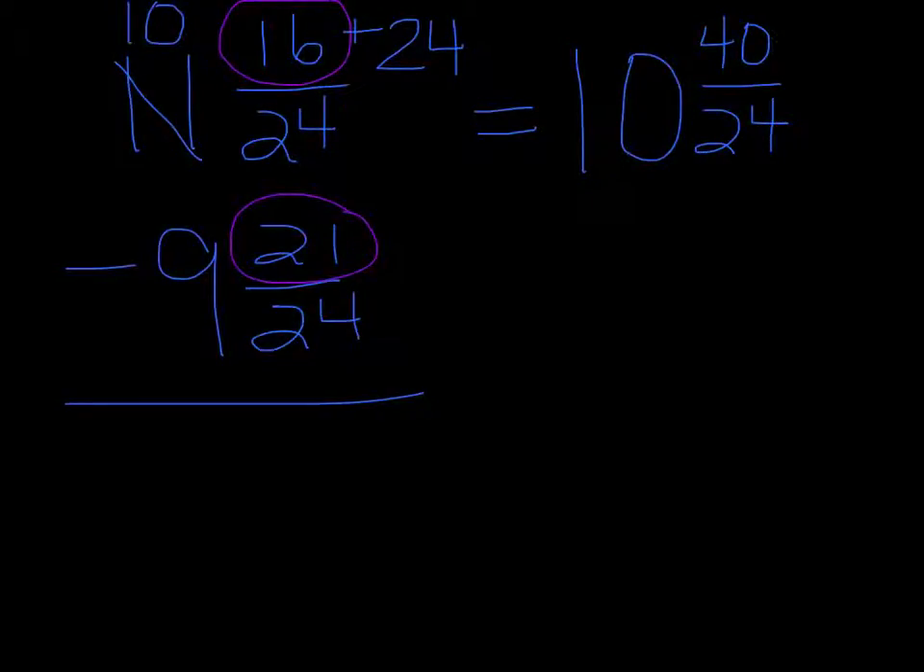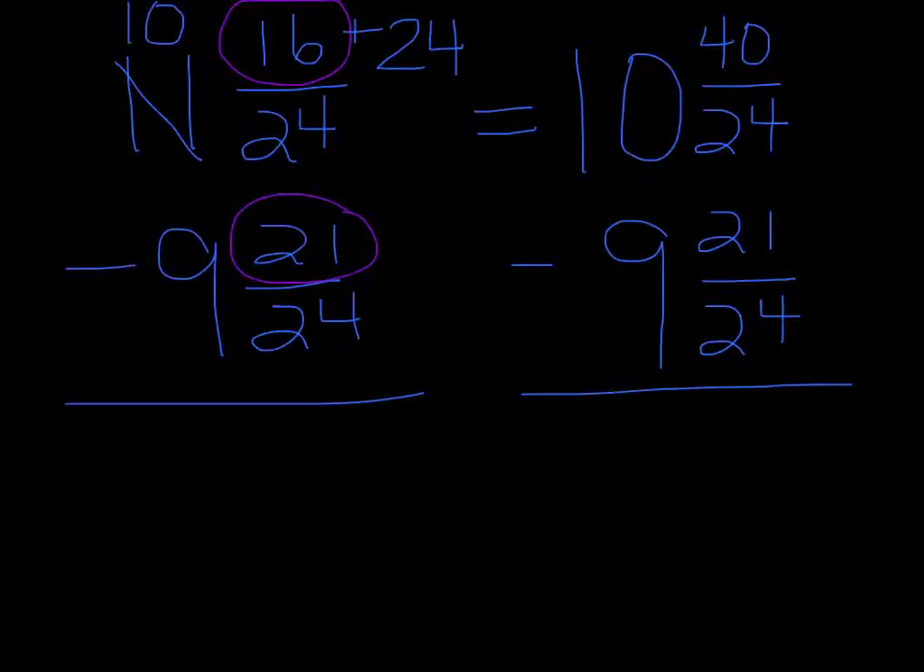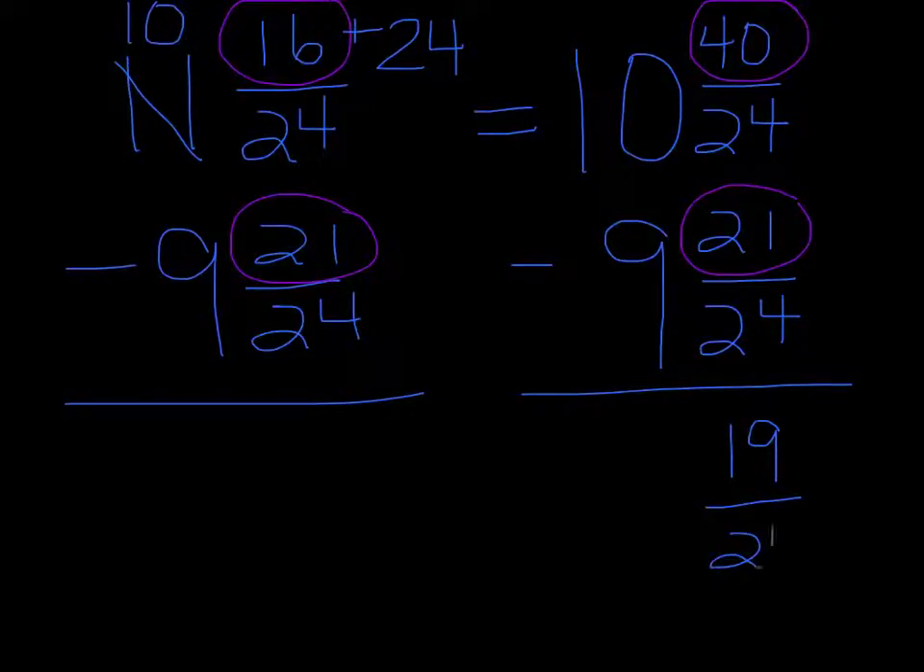Now when we try to subtract, we're going to keep our second mixed number exactly the same because we're not going to change that. It's already in the common denominator. And when we look now, we can actually take 21 from 40. So we're going to do that. So 40 minus 21 leaves me 19 pieces in the size of 24ths.